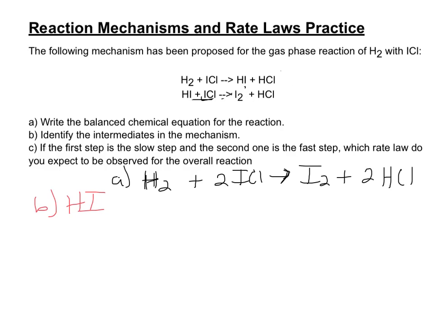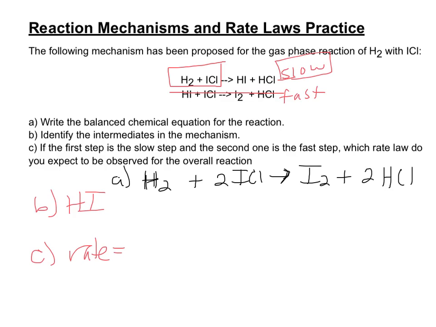Okay, so now letter C. If the first step is a slow step and the second one is the fast step, which rate law do you expect to be observed for the overall reaction? So if my first step is the slow one and this one is fast, we know that the slow step is going to be my rate determining step. So it's going to determine what my rate law looks like. So I don't even need to use my second reaction at all. Now my reactants are the only substances that are going to govern the rate of my reaction. So the concentrations of my reactants are the only thing that are important in my rate law.